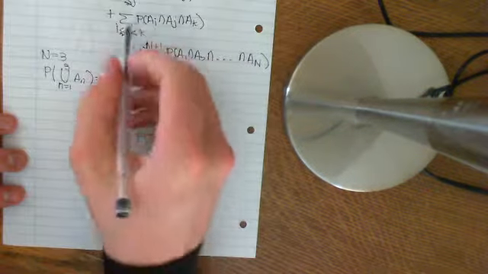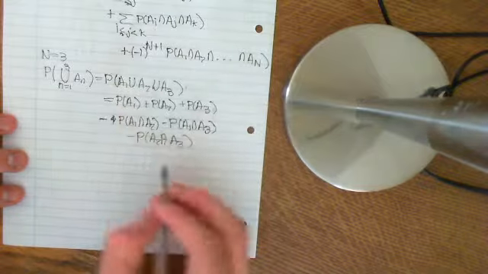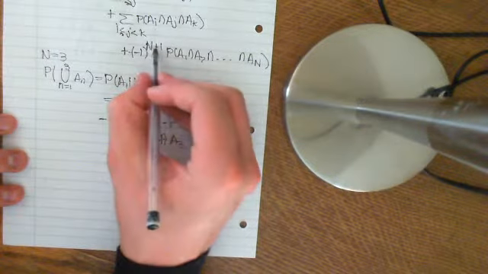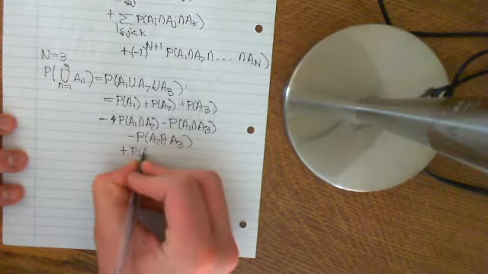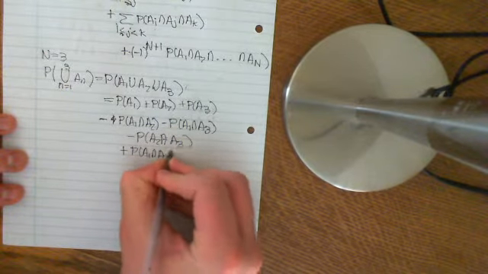Okay, and then the final term will be this huge thing here, which will have a plus, because 3 goes in here, 4, and minus 1 to the power of 4 is 1, so plus the probability of A1 intersection A2 intersection A3.